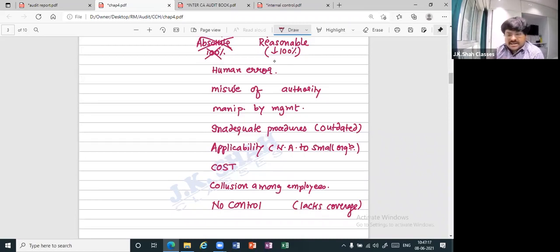Next, cost. It has a huge amount of cost for setup as well as maintenance. Thereafter, collusion among employees. Collusion is coming together with people inside or outside the entity for disrupting the system. And lastly, no control for all types of transactions, no control for unusual transactions. It lacks coverage. All clear? All clear. Now this comes in the examination for 6 to 8 marks.